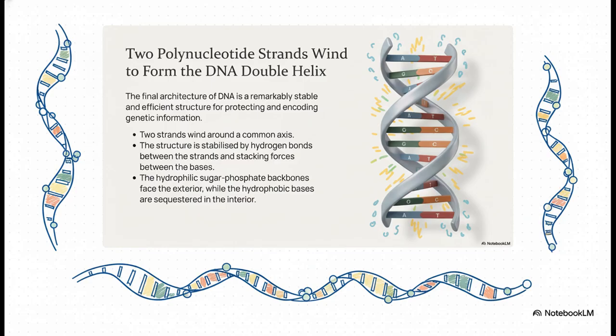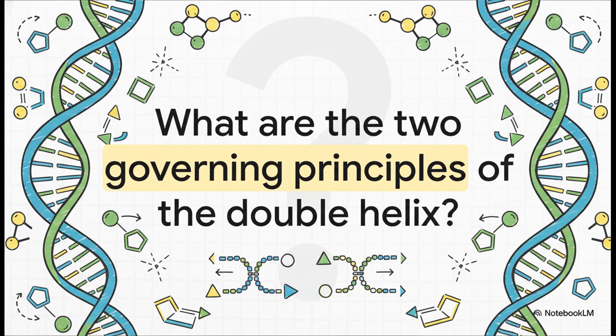The sugar-phosphate backbones are on the outside, facing the watery environment of the cell. And where are the bases, the actual information? They're tucked safely away on the inside, protected from any chemical damage. It's genius. Now, it looks incredibly complex, I know, but its entire assembly is governed by 2 surprisingly simple and elegant rules. Any ideas what they are?